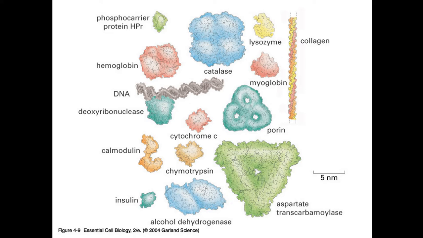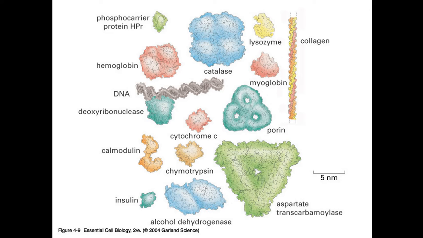Phosphor carrier proteins, okay, lysozyme, collagen. You can see this is the fibrous structure. Okay, lysozyme, myoglobin, catalase. So you can see these are the globular structure of protein. Hemoglobin also shows the globular structure because the hemoglobin consists of 4 subunits. Okay, all are globular subunits.